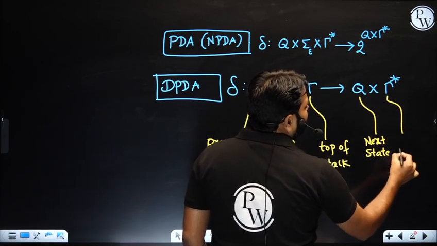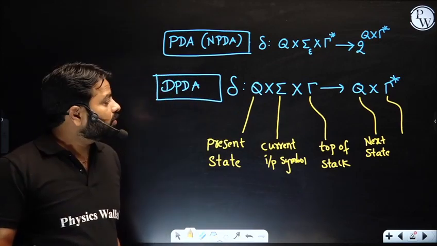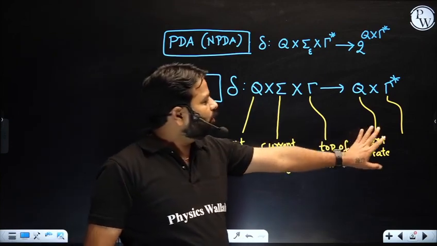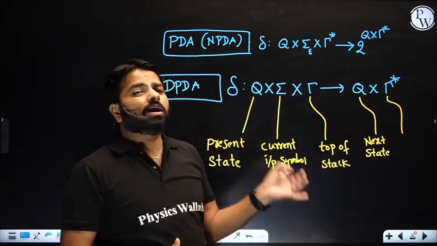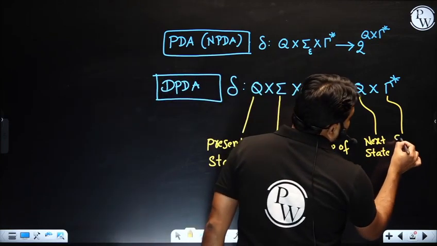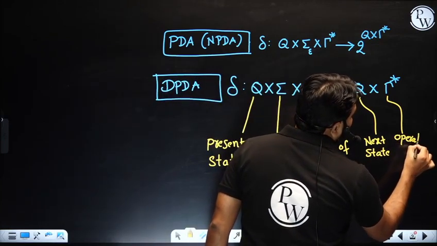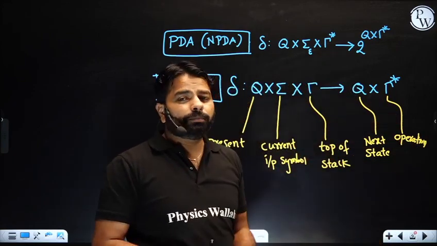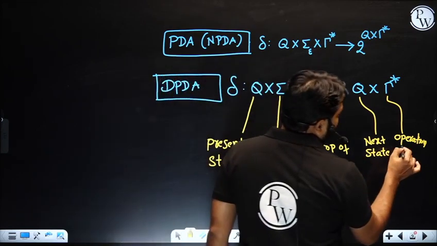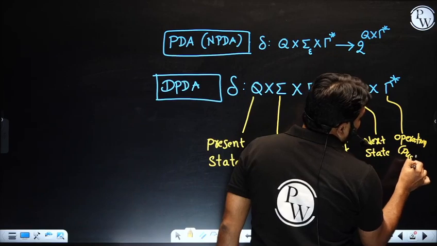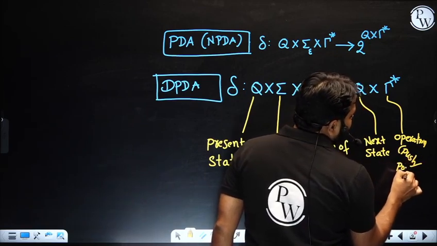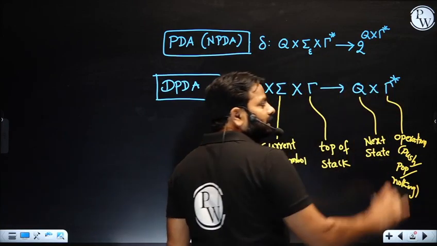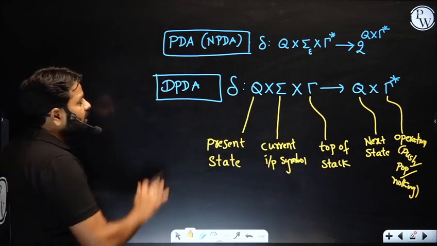Then there is this sequence, which will help us decide what operation you want to perform. I'm looking at something, and I'm going to put some sequence, which tells what operation you are going to do. Of course it is not an operation itself, but when you see that sequence, you will know whether you are doing push, pop, or no operation. So there are 3 things: push, pop, or nothing. That can be decided just by looking at this gamma star position. Let me help you with one thing for the DPDA.